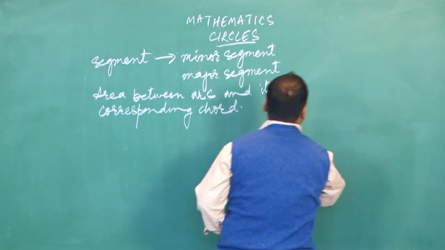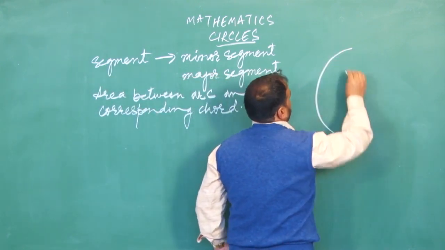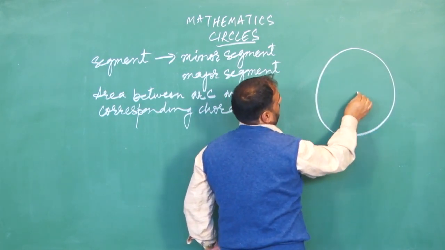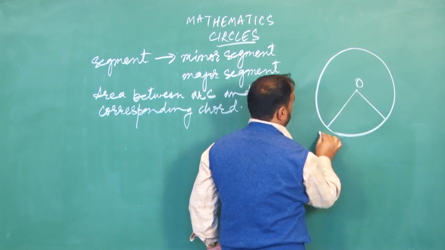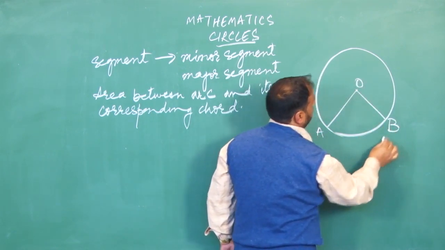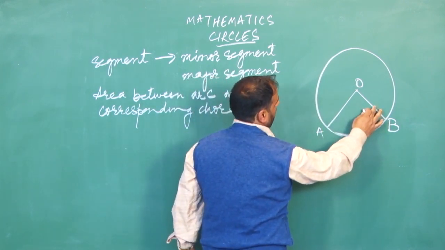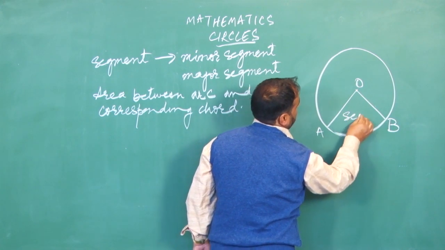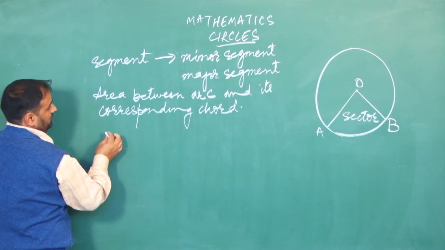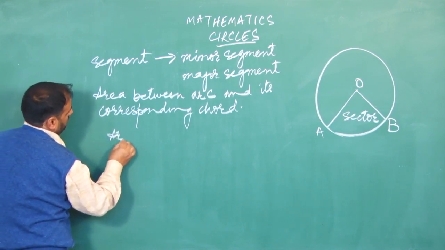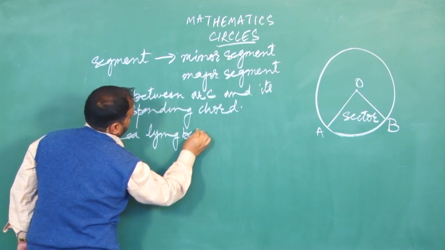Now we come to another part of the circle that is called sector. Now what is a sector? If we draw a circle and from the center we draw any two radii, the plural of radius is radii. The area between these two radii and the corresponding arc is called sector. So a sector is the area lying between two consecutive radii.